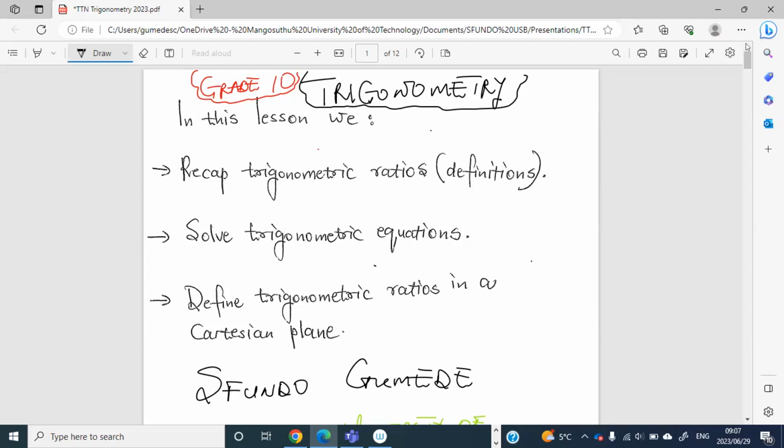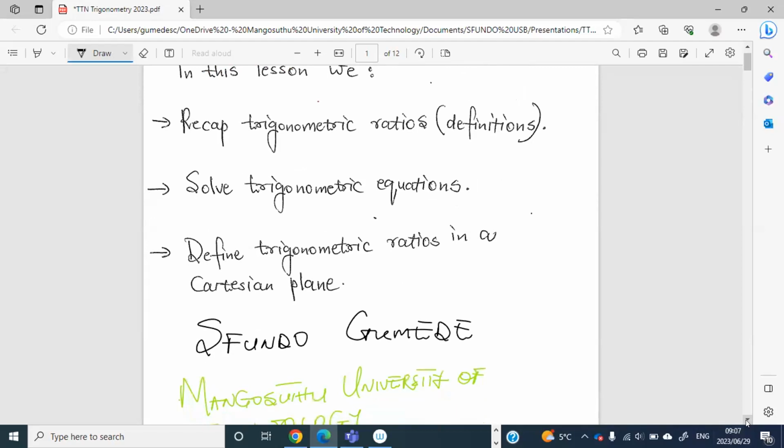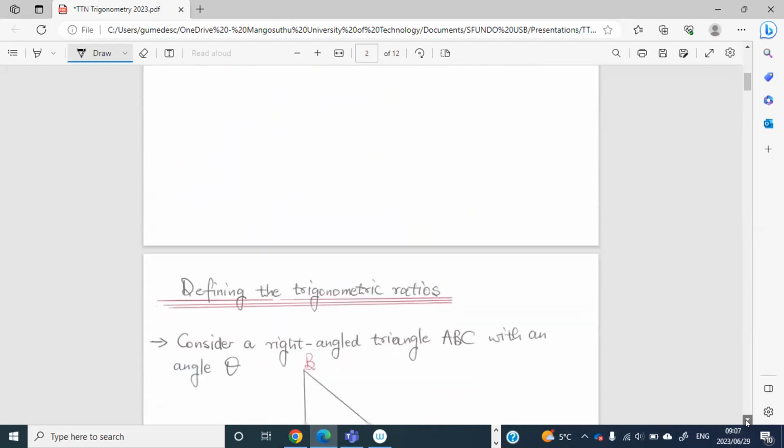Right. So I found it interesting that trigonometry is introduced at grade 10, because if you grow up with these basics, by the time you reach grade 12, you'll be a very well-oiled machine.